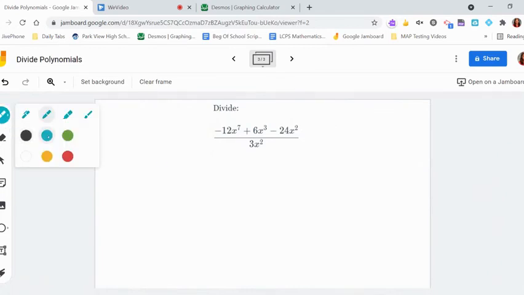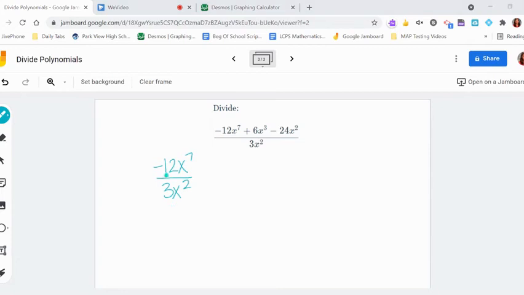All right, so I have negative 12x to the 7th over 3x squared. I'm going to go ahead and just divide that one now. Negative 12 divided by 3 is negative 4x. 7 minus 2 is 5. This is more how I would like to see you do them. Do it a little bit more in your head.